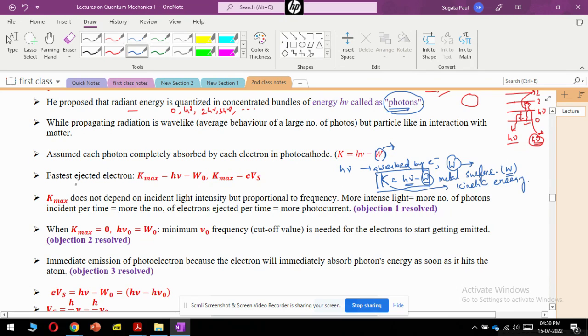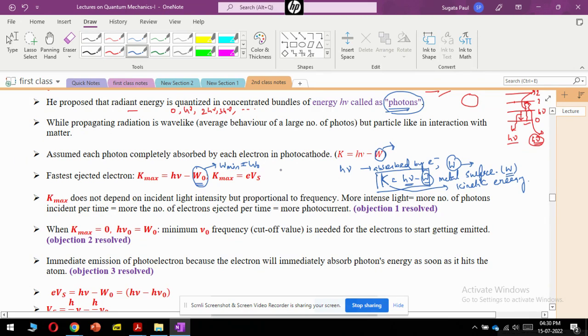Now, the fastest ejected electron in this bunch has the maximum kinetic energy, K max. Obviously, when K is maximum, the energy W will have to be minimum. That is the definition of work function in a particular way: when W is minimum, it is W naught. That is the real definition of the work function.